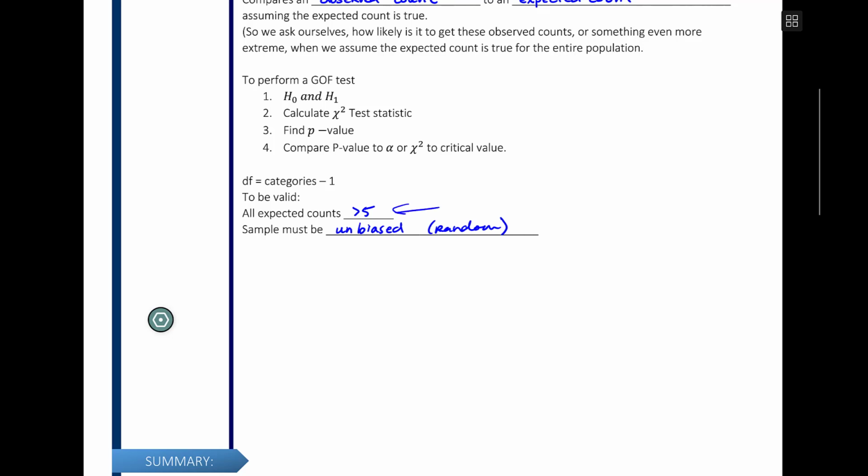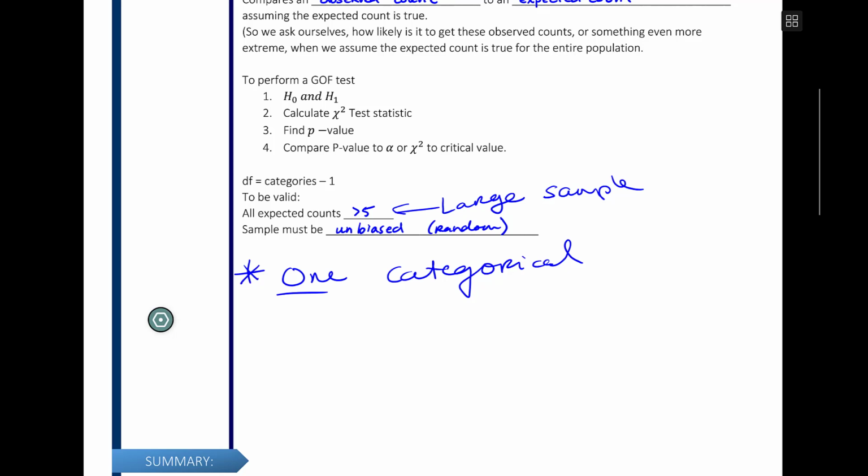So for this, what we are really trying to say is, did you take a large sample? That's ultimately what we want to know. And here we're collecting unbiased data. Again, one big thing to note is that this is for one categorical variable. That's when we use the chi-square goodness of fit test.